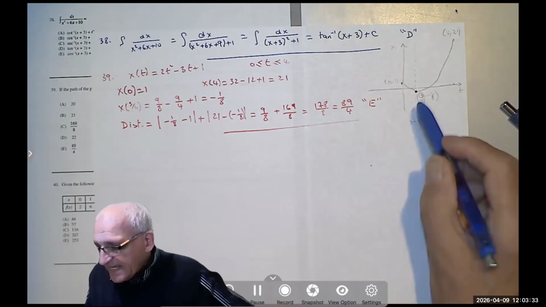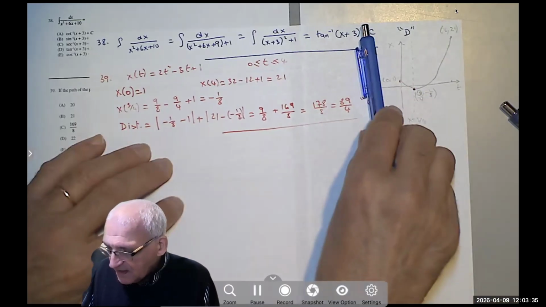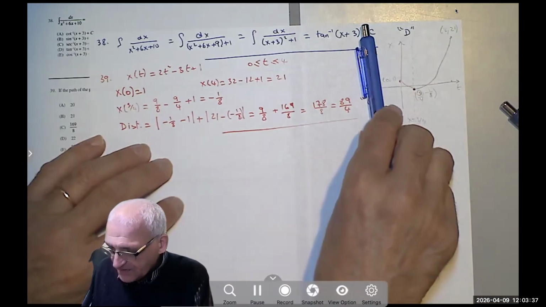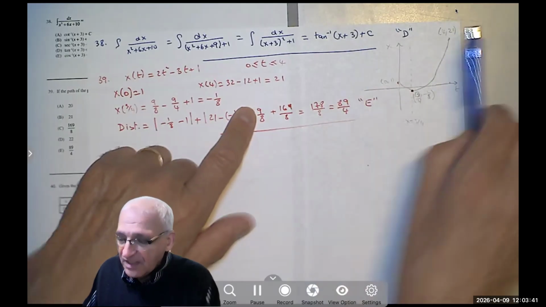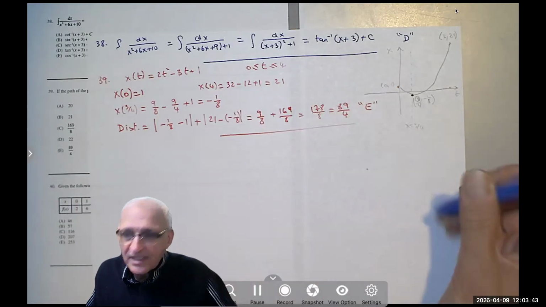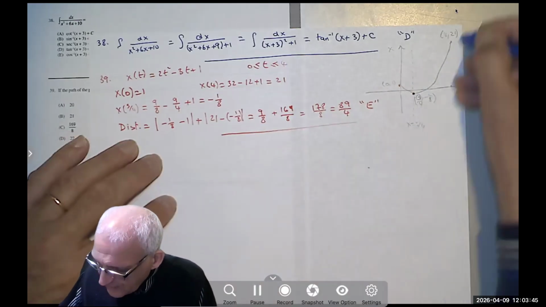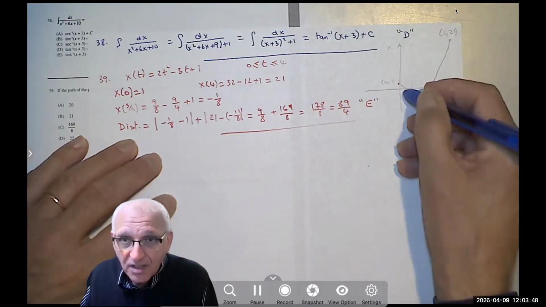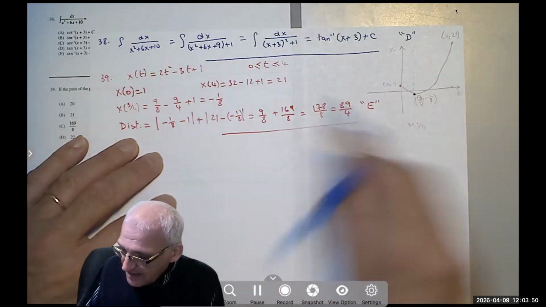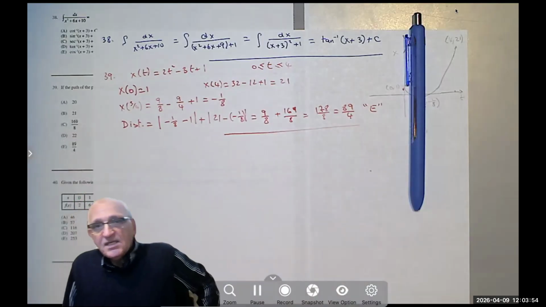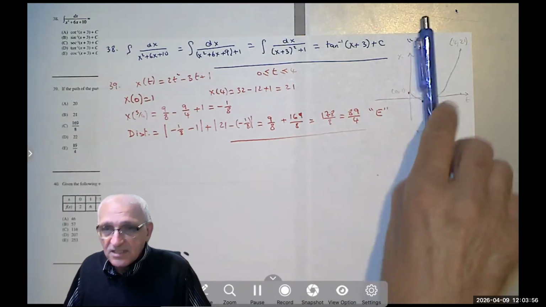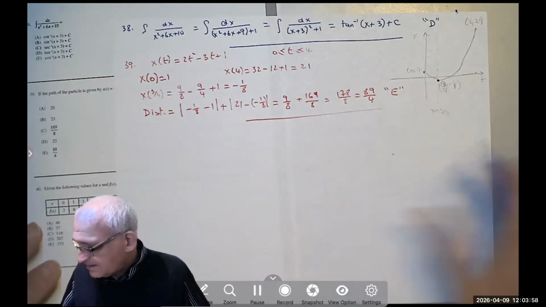If the axis of symmetry was on the left of 0 or on the right of 4, x4 minus x0 would have been correct, because the particle is moving in one direction, up or down. But because they place this in the middle, you have to break it into two parts, calculate the distance in each part separately, and then add them up.